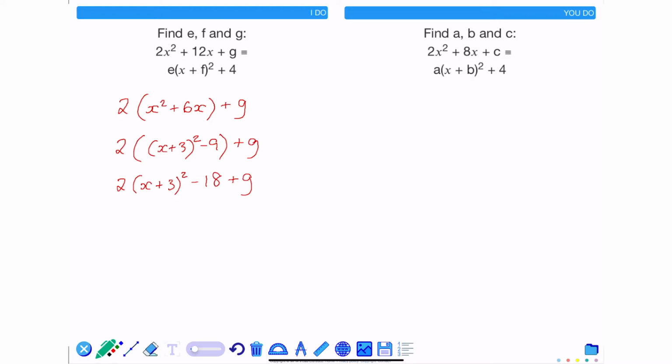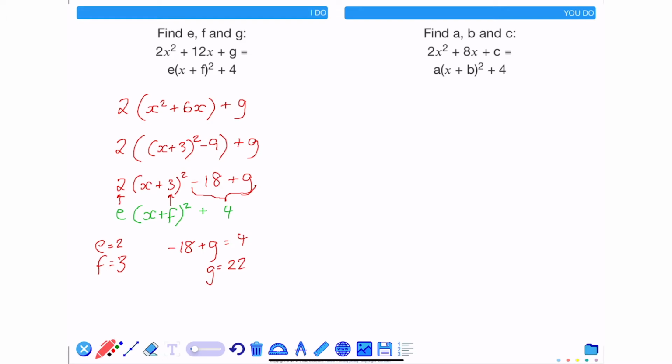Now writing the right-hand side of my identity underneath, e lots of x plus f all squared plus 4, we can see that e and f can be easily read off. But in order to work out what g is, I need to solve the equation. So e is equal to 2 and f is equal to 3, but negative 18 plus g is equal to 4. This means that g is equal to 22 by adding 18 to both sides. And now I've answered the original question by finding all the values of e, f, and g.